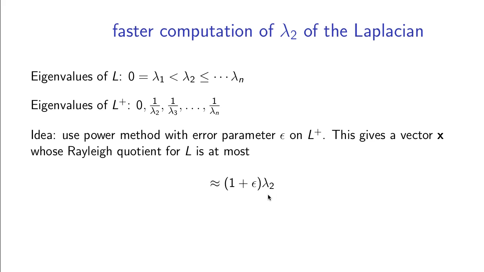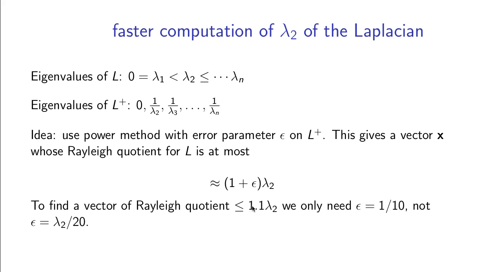And if this whole set of ideas really worked out, then if we want to find a vector of Rayleigh quotient, say at most 1.1 times lambda 2 for the Laplacian, we would just need to run this algorithm with epsilon being an absolute constant. While when we run the power method on the matrix twice the identity minus the Laplacian, then we would need the parameter epsilon in the power method to be more like lambda 2 over 20, because at the end we are just going to get the guarantee that our final vector with respect to L is going to have a Rayleigh quotient at most lambda 2 plus 2 epsilon. So if we want the error to be lambda 2 over 10, we will need this epsilon to be lambda 2 over 20.